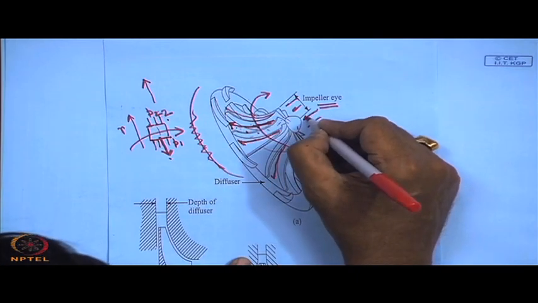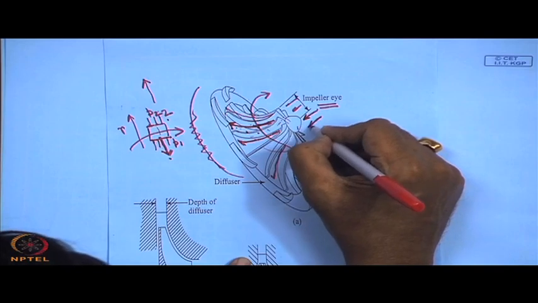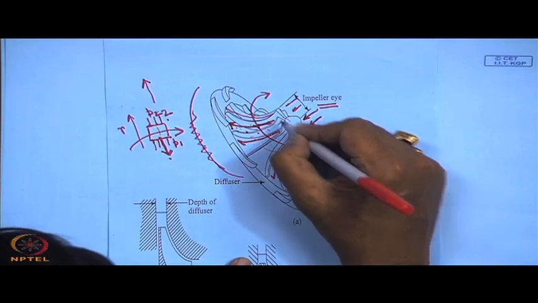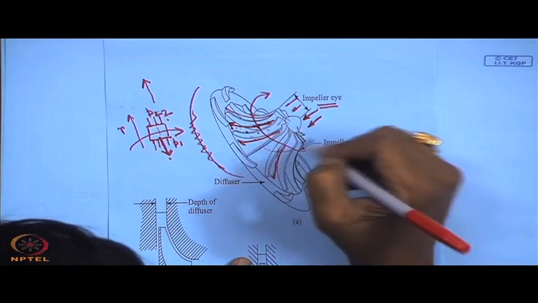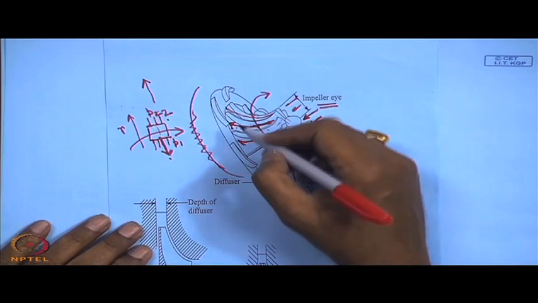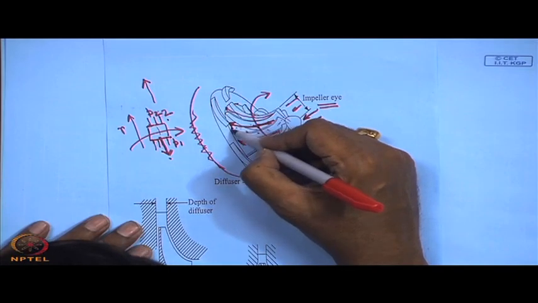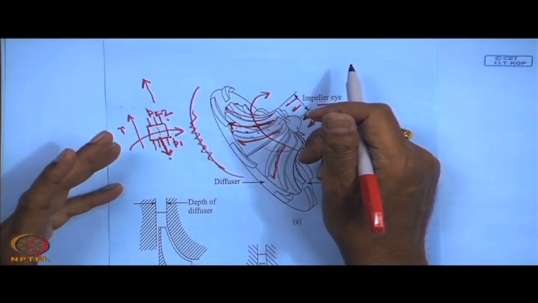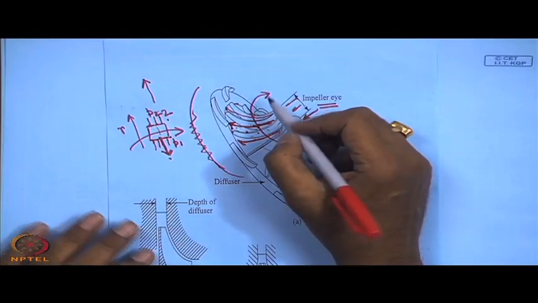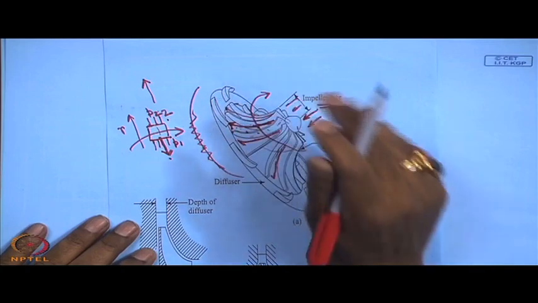The air here is sucked axially by the impeller eye and then goes radially outward through these impeller blade passages. Then what happens when it comes out of the impeller tip? The air has a high velocity, at the same time it has a high pressure, but we want more pressure rather than less velocity.